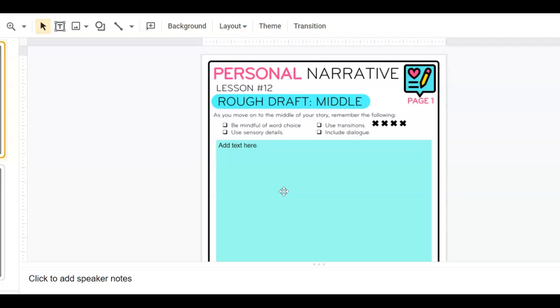Again, if you need to write on paper and not type, you can do that, and then you can transfer it on to here. If you have any questions about any of this, make sure you check in.